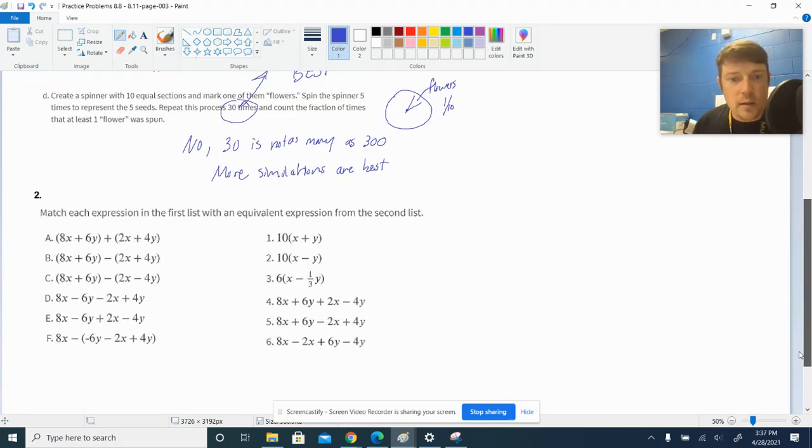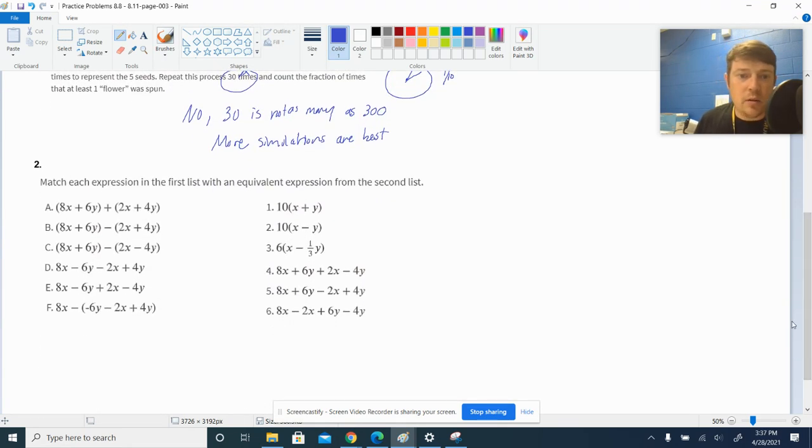All right. Let's finish off with number 2 down here. A little review of some algebra stuff. So I'm going to simplify them, and then we'll simplify the other side, and then we'll see what equals what. So 8x plus 2x, like terms combined, would be 10x, and 6y plus 4y would be 10y. We distribute the 10 here. It's 10x plus 10y. Hey, we already have a match. This one goes with that one.